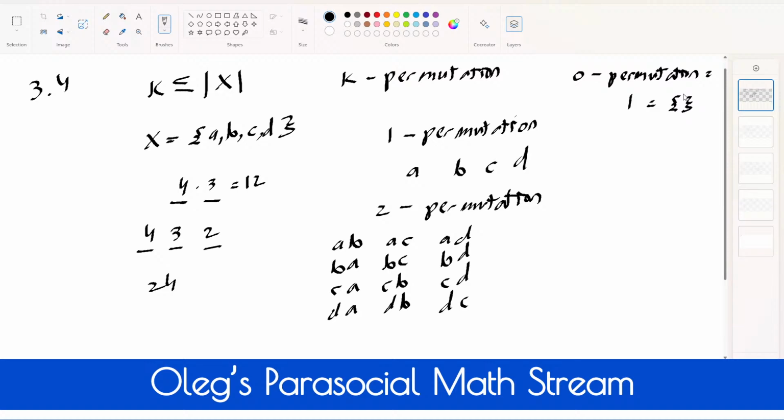Now, we're going to introduce some notation. The expression P(n, k) denotes the number of k-permutations of an n-element set. So let's just go over what we did. Our element set is 1, 2, 3, 4. We have our element set. So this part right here is n.